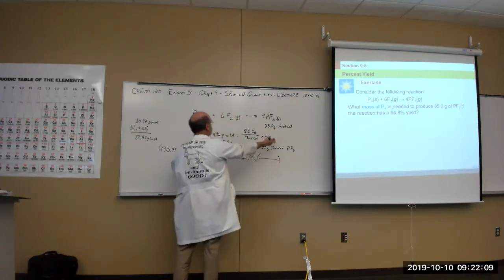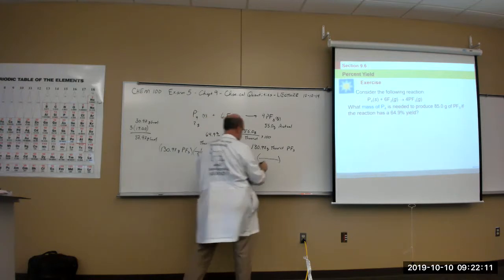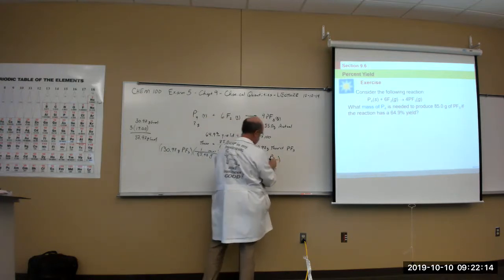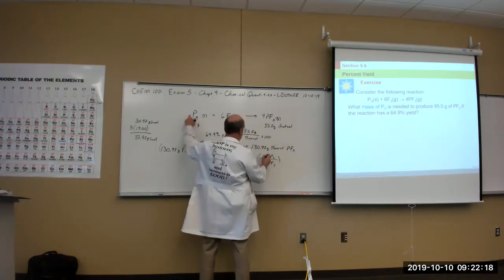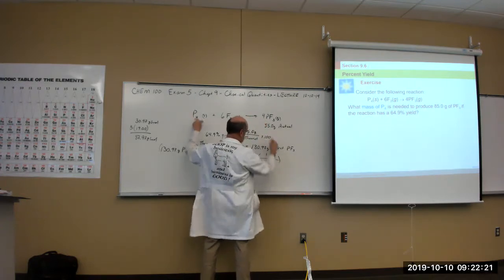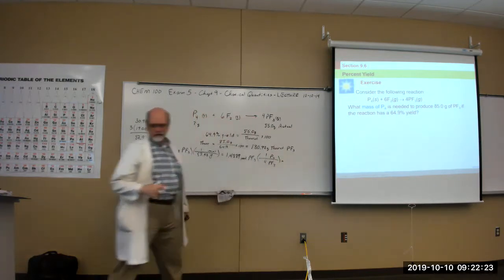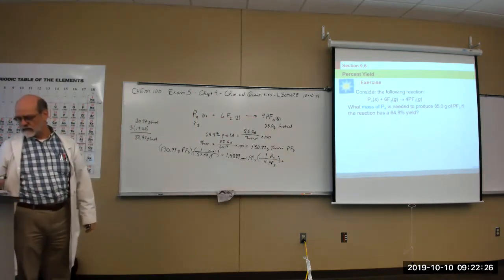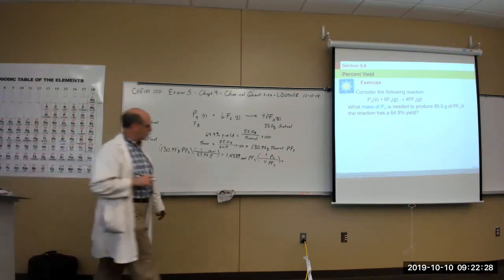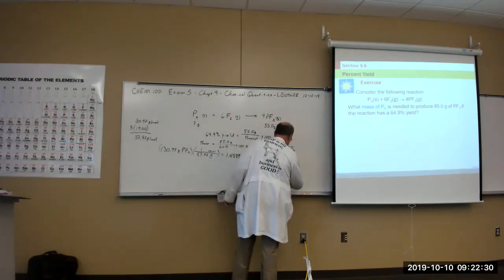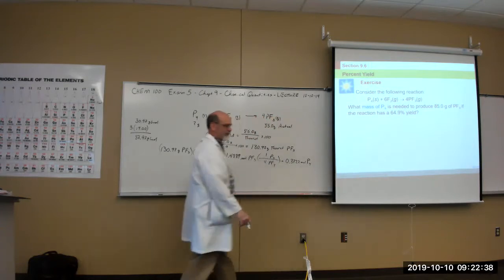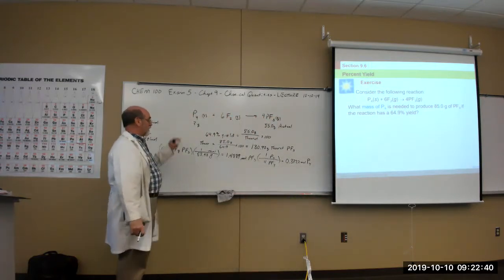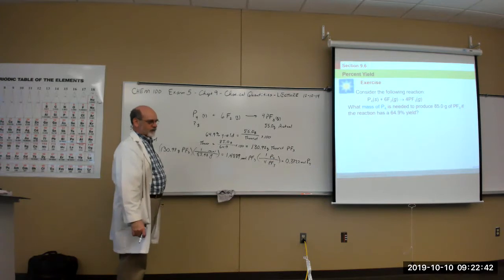Now we can convert moles of that to moles of this. So we want to end up with this one, so it's on top, this one's on the bottom, and there's one of these for every 4 of those. So we just divide that number by 4. And I get 0.3722. 0.3722 moles of P4. Okay? So we know how many moles we need to start with. Now we got to convert to grams.